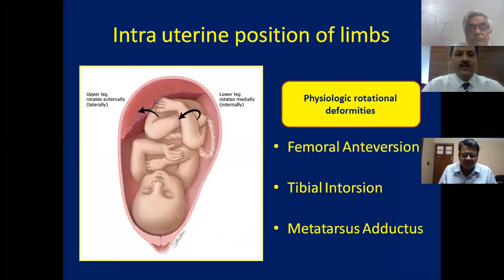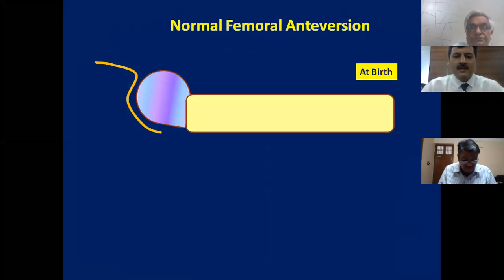Now we know that due to intrauterine positions of the limb, there are a few physiologic rotational deformities a newborn harbors. One is femoral anteversion, or the thighs are turned in because of the shape of the femoral head. Second, the tibia are turned in, and third, the foot is turned in, or metatarsus adductus. So these all are physiologic, but till what age we should consider them physiologic, that's an important thing. Now I discussed this concept last time, but I'd like to discuss it again.